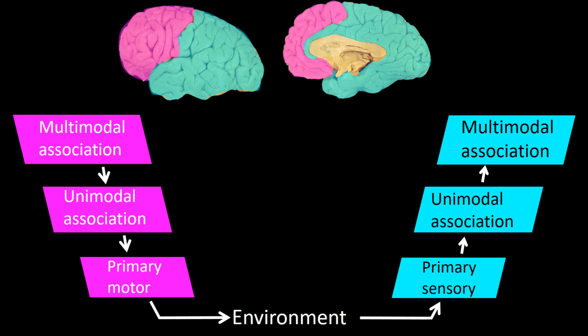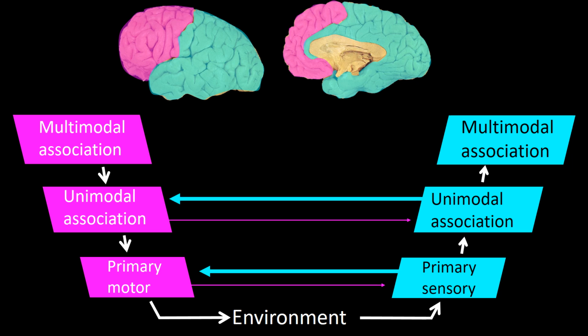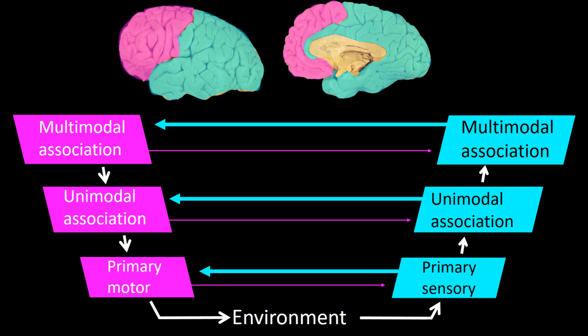The motor and somatic systems are interconnected. Some primary sensory areas are directly connected with other primary motor areas. For example, the somatosensory cortex sends connections to the primary motor cortex. But also, the primary motor cortex sends signals to the primary somatosensory cortex. More fibers go from the sensory to the motor than the other way around. The same can be said to occur at the unimodal association cortices and at the multimodal association cortices.